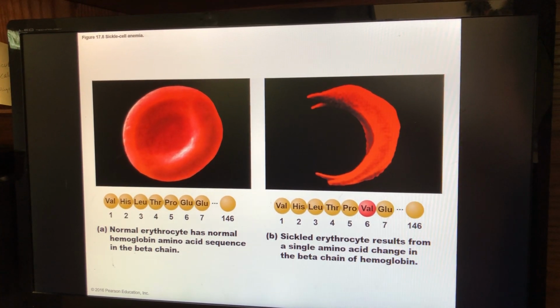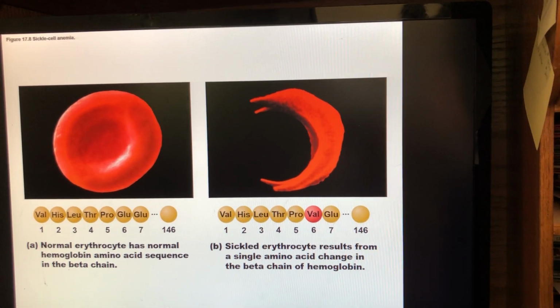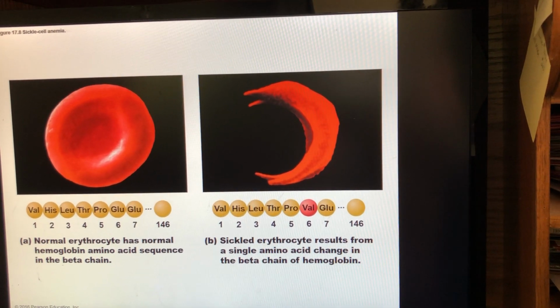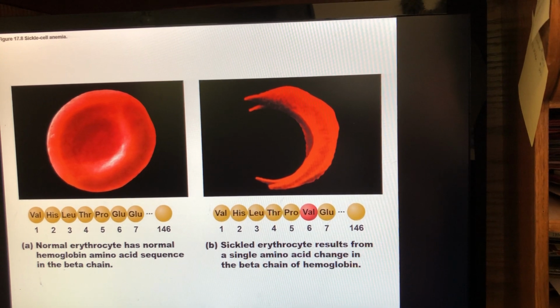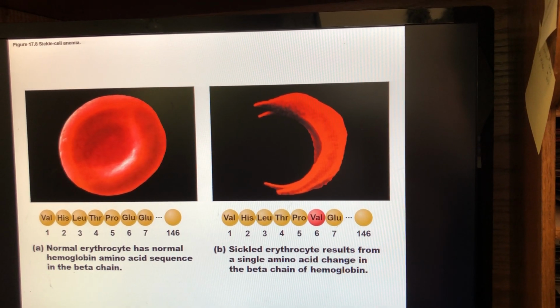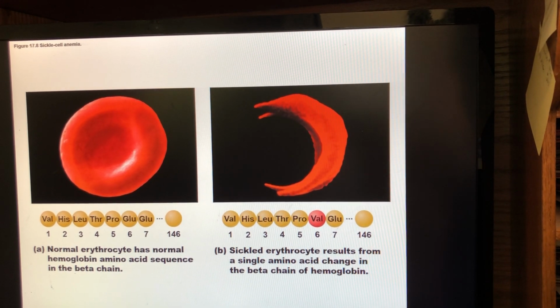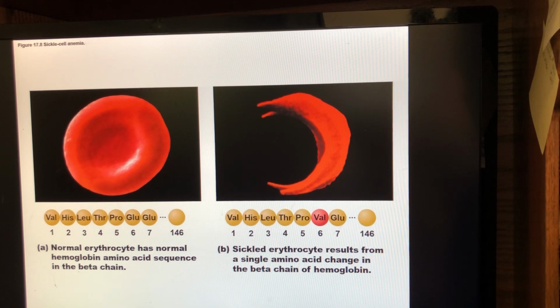In this particular case, the picture on the left is of a red blood cell, and when it sickles, it's the picture on the right, and it makes it look like a sickle. And so in that particular case, the person who has sickle cell anemia is not going to have enough oxygen to carry to move around.